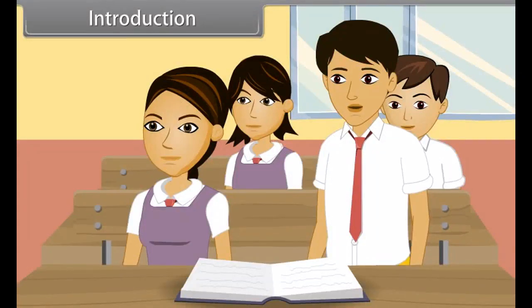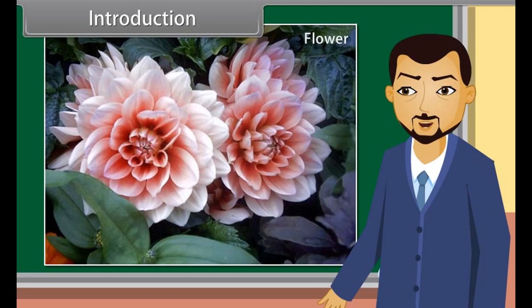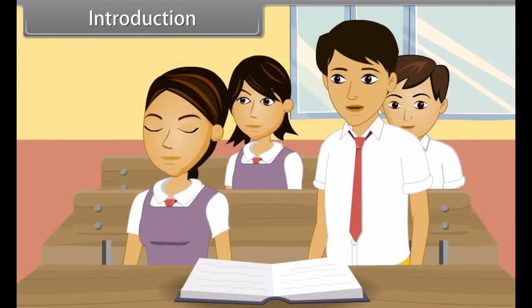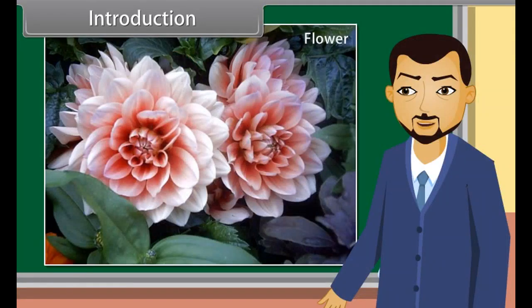So which part of a plant takes part in sexual reproduction? Flowers are the reproductive part of plants. How do these beautiful flowers reproduce to form a fruit and seed? Okay, let us learn about sexual reproduction in flowering plants in detail.